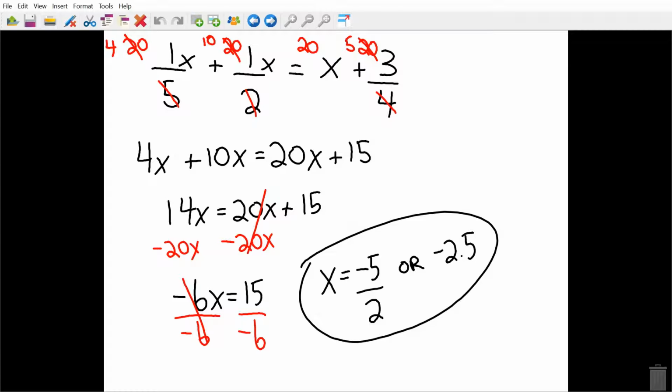4 plus 10 is 14. Now we've got 14x equals 20x plus 15. Subtract 20x from both sides. Leaves us with negative 6x. Divide by negative 6, and we are done. So again, if you have two x's on the same side, make sure to just combine those like terms before you do anything else. Next question.